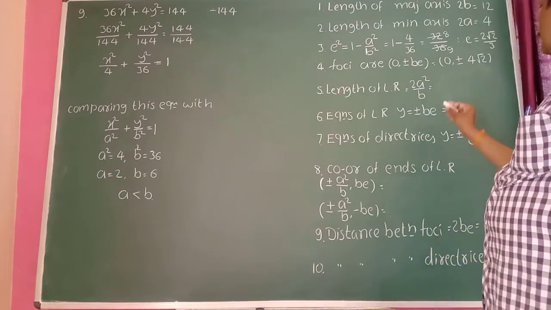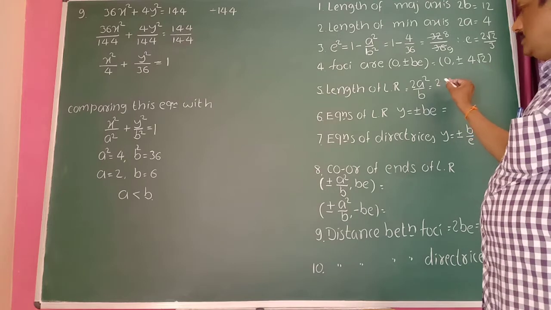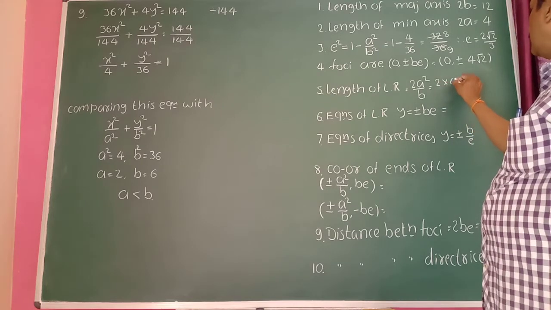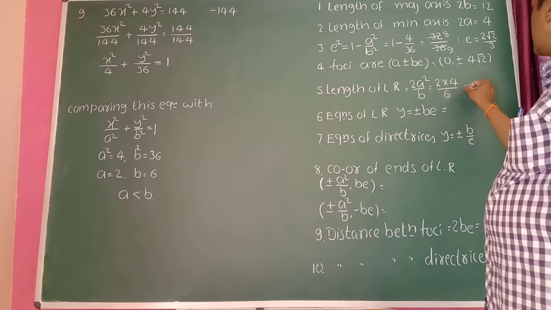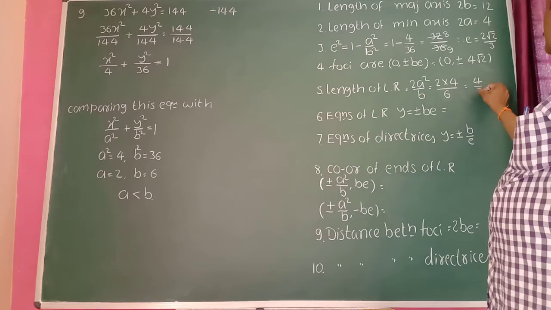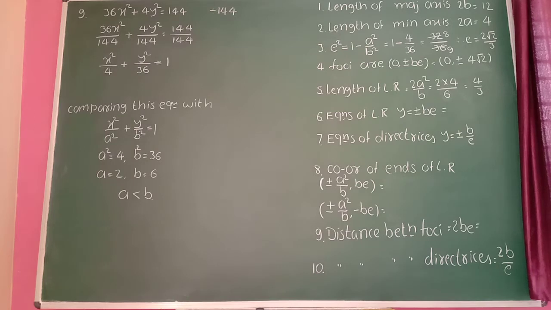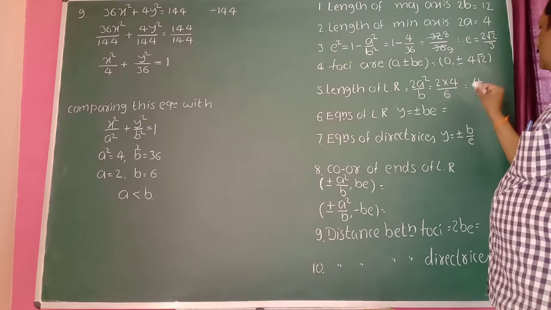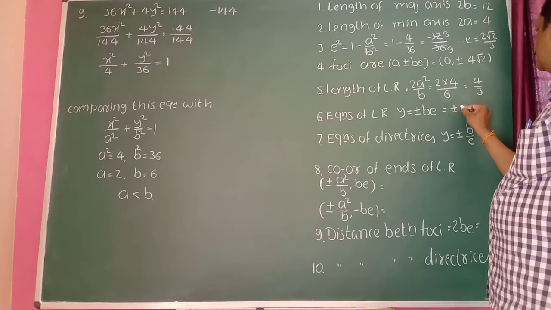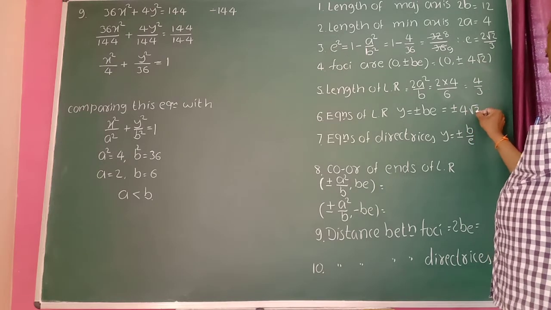Then the length of the latus rectum is 2 into a² value 4 divided by b value 6. 2 ones are 2, 3s cancel, so it is 4 divided by 3. Then the equations of the latus rectum are y = ±be, so y = ±4 root 2.